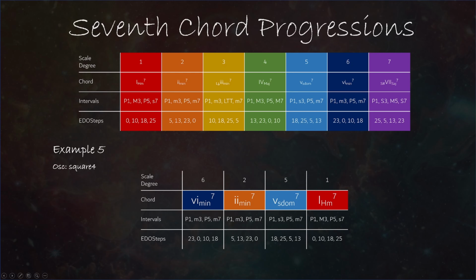The next example we'll go through is 6, 2, 5, 1. So minor seventh on the sixth, minor seventh on the second, subdominant seventh on the fifth, harmonic seventh on the first.